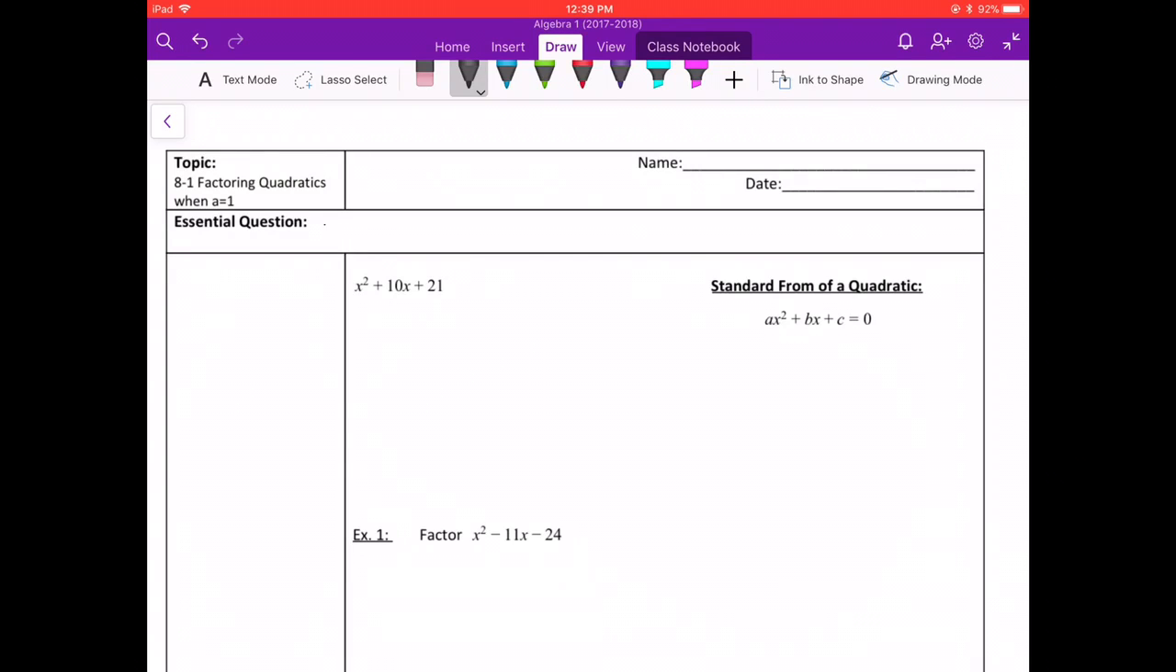So our essential question: how do I factor quadratics, right? And if you remember, quadratics are your graphs, or you don't really have to draw this part, but I'm just going to sketch it a little. Of your graphs, they curve like this, okay?